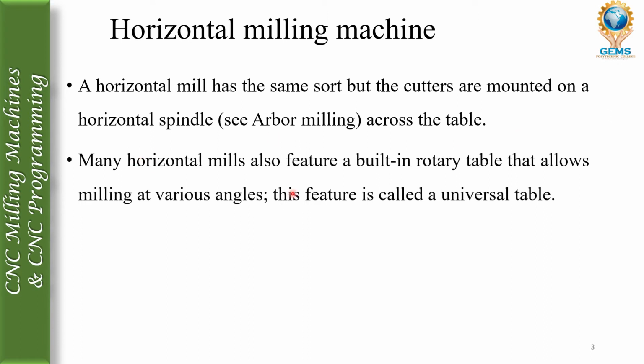Many horizontal mills also feature a built-in rotary table that allows milling at various angles. This feature is called a universal table. Universal table means you can rotate at any angle, any direction, any axis. So these horizontal milling machines are very long machines, having a built-in feature like a rotary table.